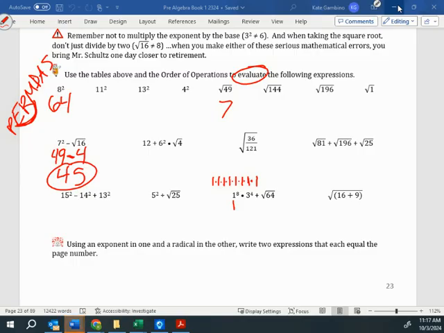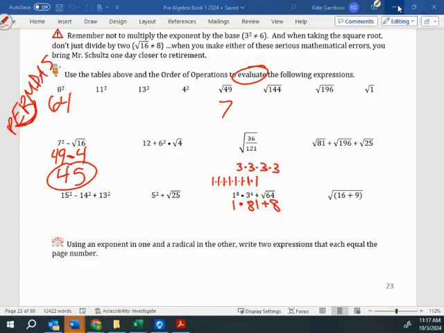So then we need to know that 3 to the fourth power is 3 times 3 times 3 times 3. So you're going to do that math. We did it together and we said 81. And then we have the square root of 64, which is 8. Then we bring down the rest of our expression and we continue following that order of operations.